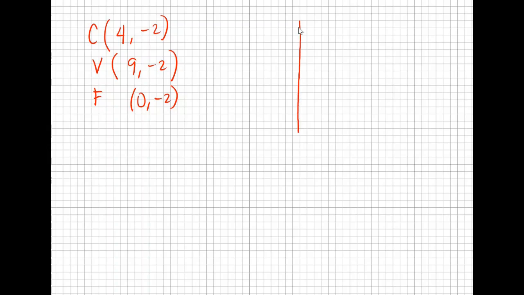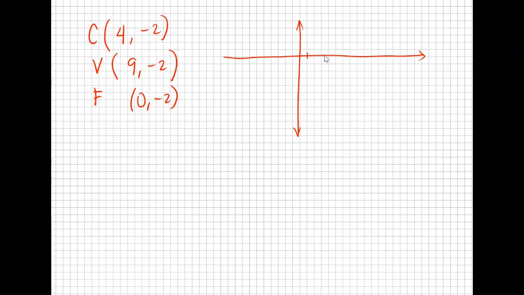Another example, what if we are given properties of an ellipse and we are asked to find the equation of the ellipse? So if we have the center at 4, negative 2, and one of the vertices at 9, negative 2, and one focus at 0, negative 2, to find the equation of the ellipse, let us first plot the given points.